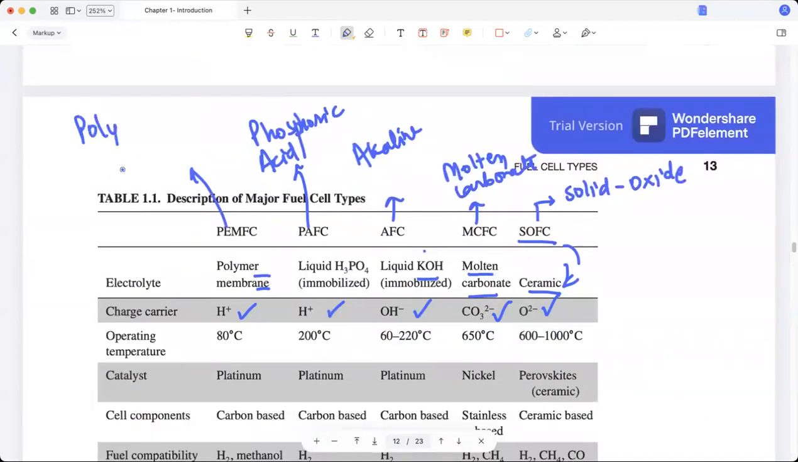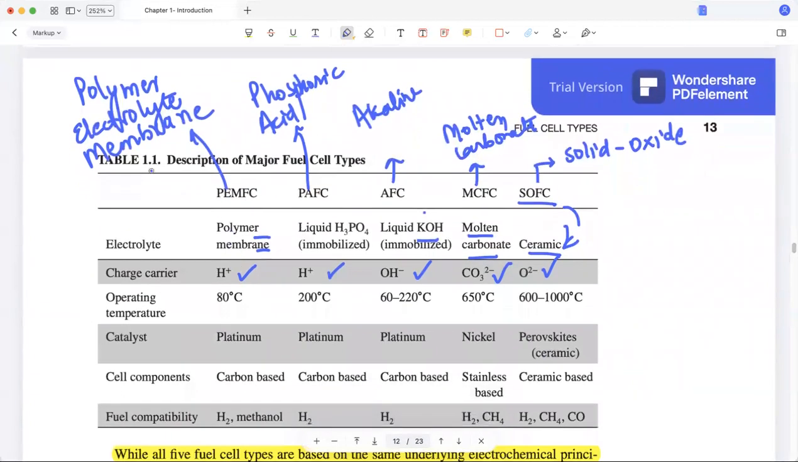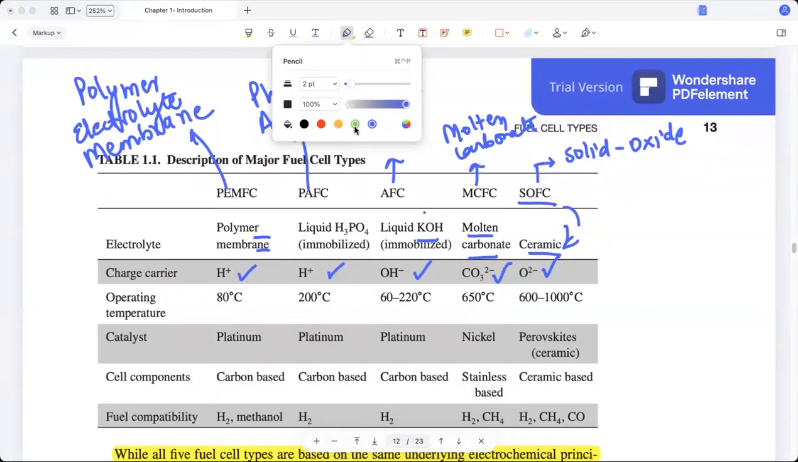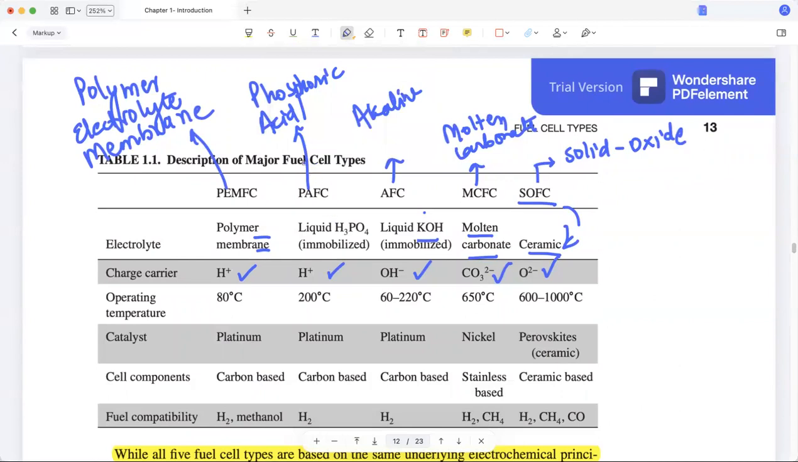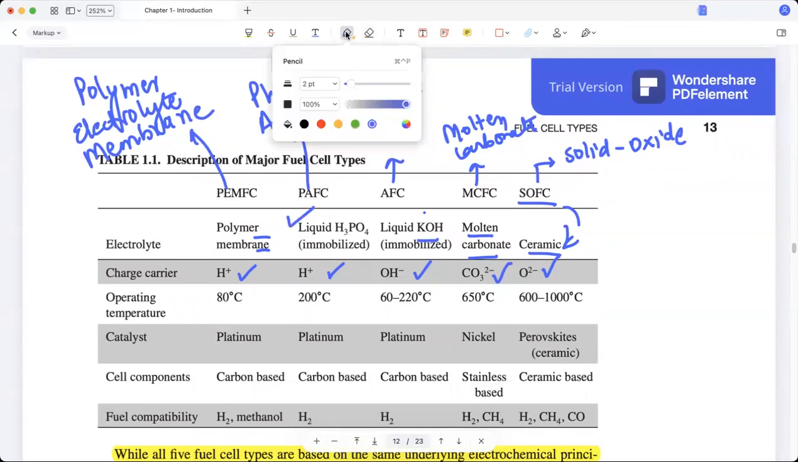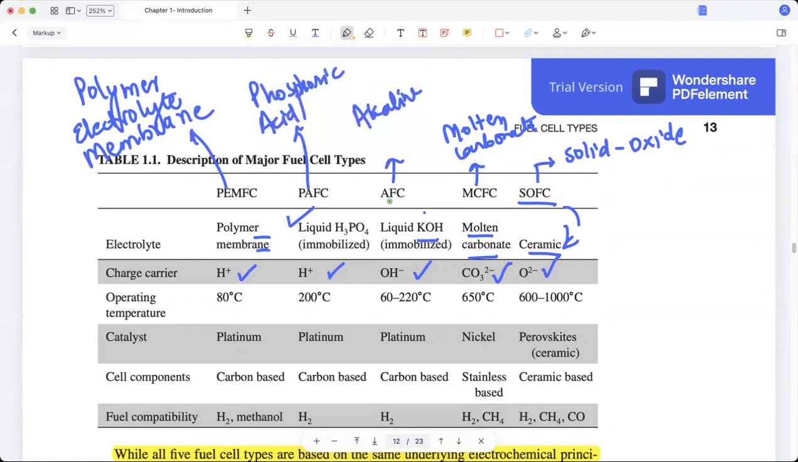So from the names, you can remember your electrolytes. Like polymer electrolyte membrane fuel cell has polymer membrane as its electrolyte. The phosphoric acid fuel cell has liquid H3PO4 as its electrolyte. The AFC or the alkaline fuel cell has liquid KOH as its electrolyte. MCFC or molten carbonate has molten carbonate as its electrolyte. Then SOFC, you have solid oxide fuel cell, which is your ceramic.